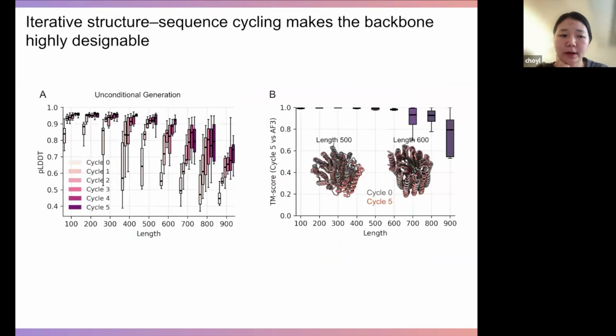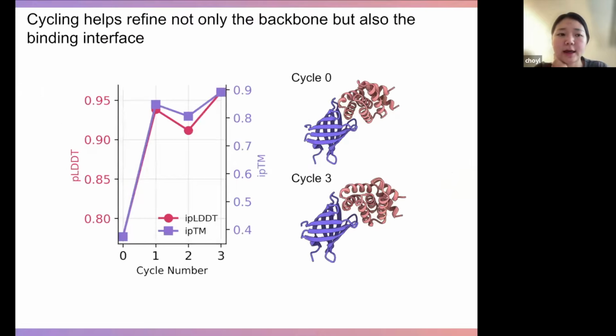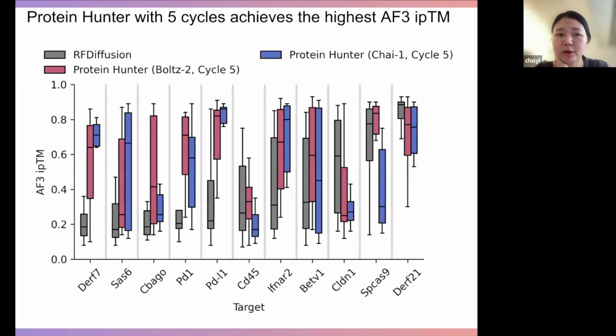By repeating the cycling process for unconditional generation, as I mentioned, the problem of this generation model is that it has a hard time generating large proteins. But by repeating this, we can increase the foldability of the larger protein domains and also the self-consistency of these designs. Even for binders, we could achieve higher confidence scores for the interface and the backbone structure itself. So it's helpful for the binder as well. After 5 cycles, even though cycle 0 shows a high success rate, we can push the success rate higher.